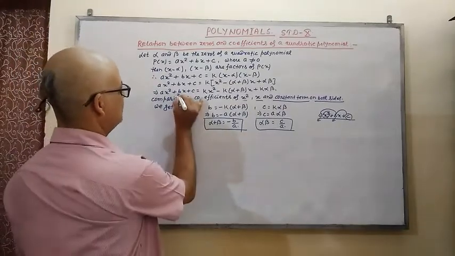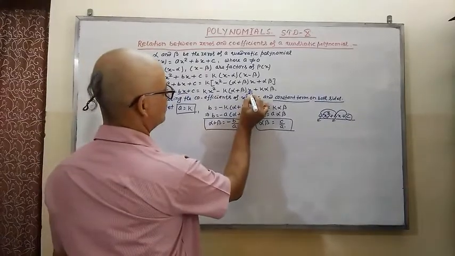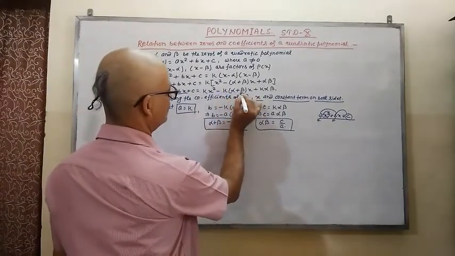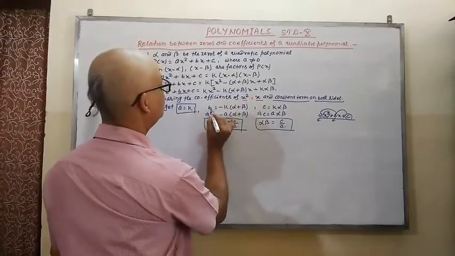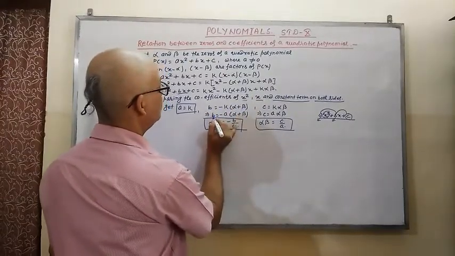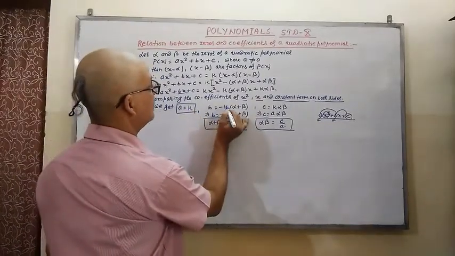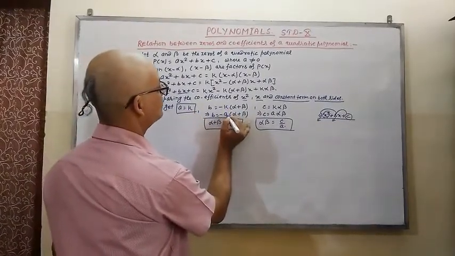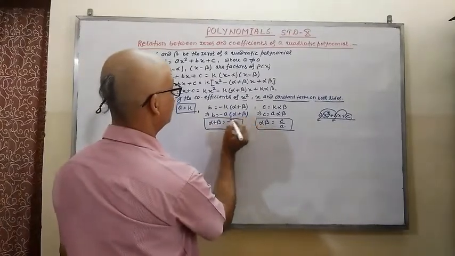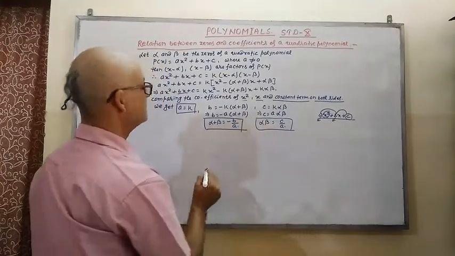Second one is here bx. So the coefficient of x is b, and here the coefficient of x is minus k into (alpha plus beta). So b is equal to minus k into (alpha plus beta). So k is equal to a. So substitute here the value k is equal to a. So b is equal to minus a into (alpha plus beta). So alpha plus beta is equal to minus b by a.